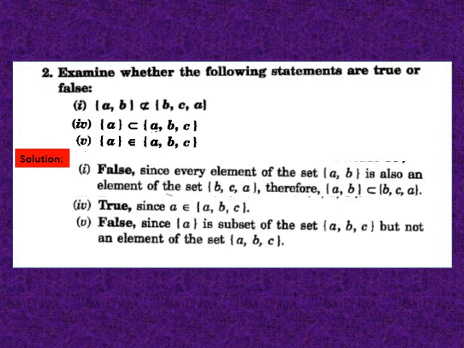Belongs to and subset are two different things. Belongs to means this set must be there in the second set, but the second set contains element a, element b, element c. There is no set {a} in the second set. So this is false. Okay, so pause and note down the other sums.